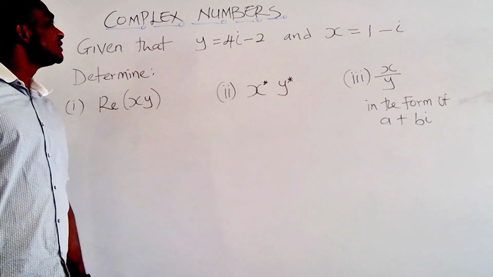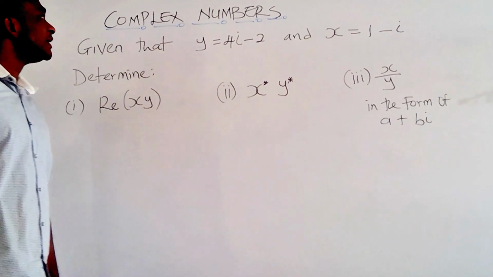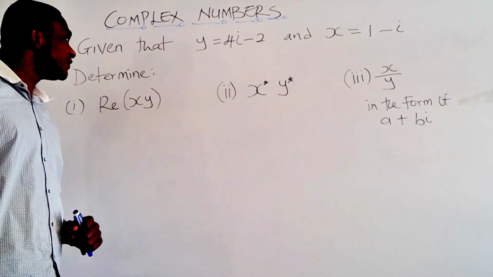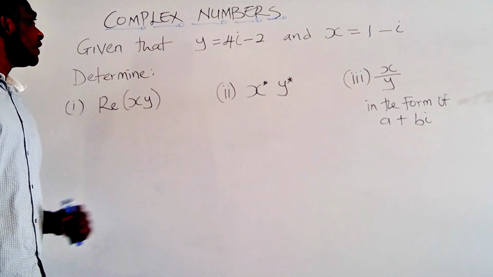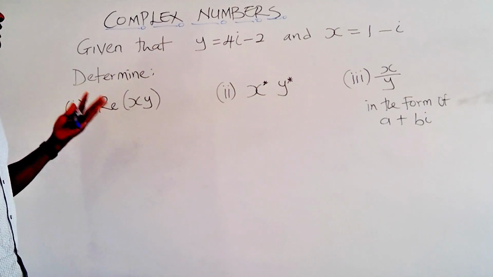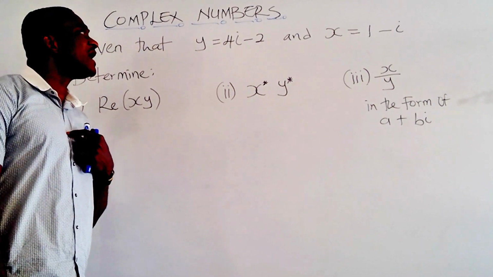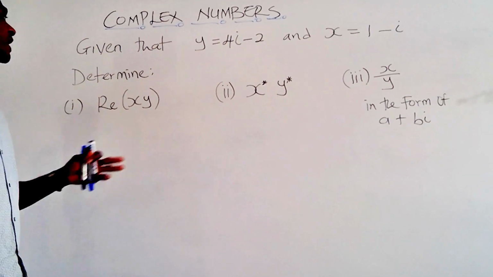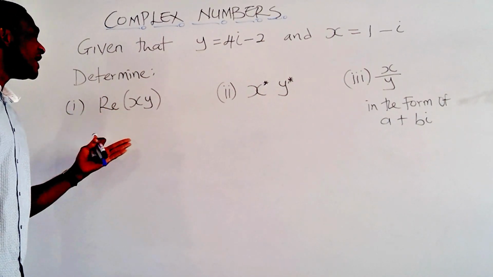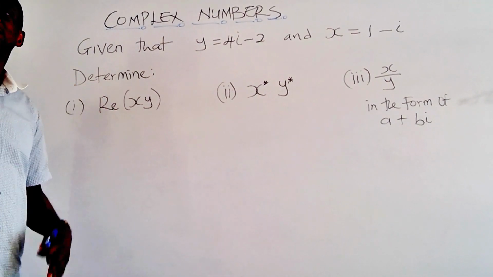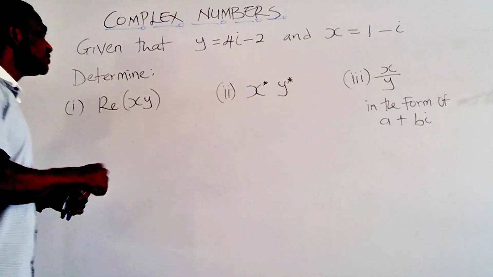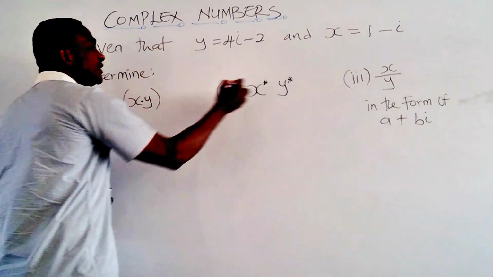Today we are going to look at complex numbers and how to resolve problems involving complex numbers. Now we are given that y equals 4i minus 2 and x equals 1 minus i. And we are asked to determine the real part of x times y.